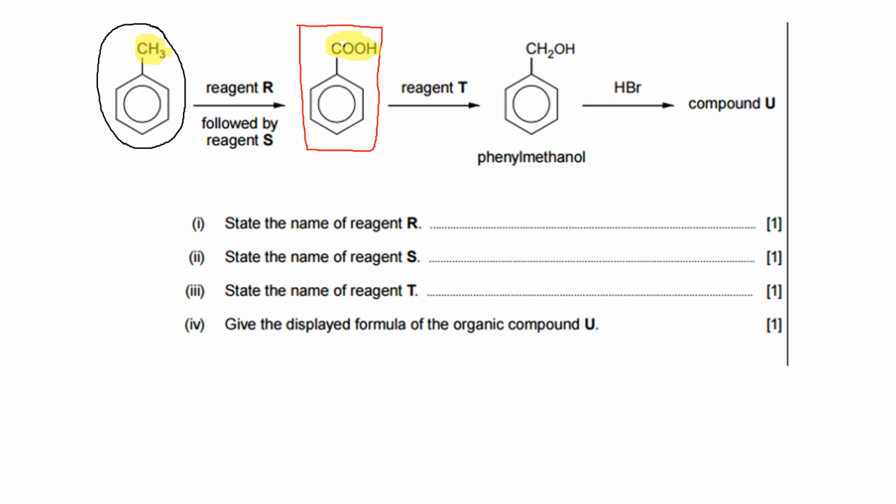To do this conversion, you need to use the reagent potassium permanganate, so KMnO4, but because it asks for the name of it, it would be alkaline potassium permanganate.